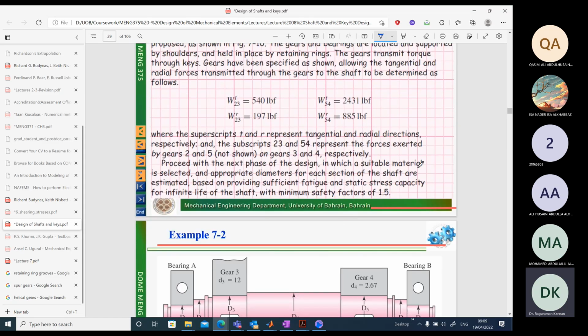Proceed with the next phase of the design, in which the suitable material is selected and appropriate dimensions for the section of the shaft are estimated, based on providing sufficient fatigue and stress capacity for the infinite life of the shaft. So the shaft must have infinite life. That means my fatigue factor of safety should be greater than 1. And we are going to assume the minimum safety factor to be 1.5. This means even the yield factor of safety minimum should be 1.5, or the fatigue factor of safety must be minimum 1.5. So depending upon whichever criteria you take, you will have to consider 1.5.